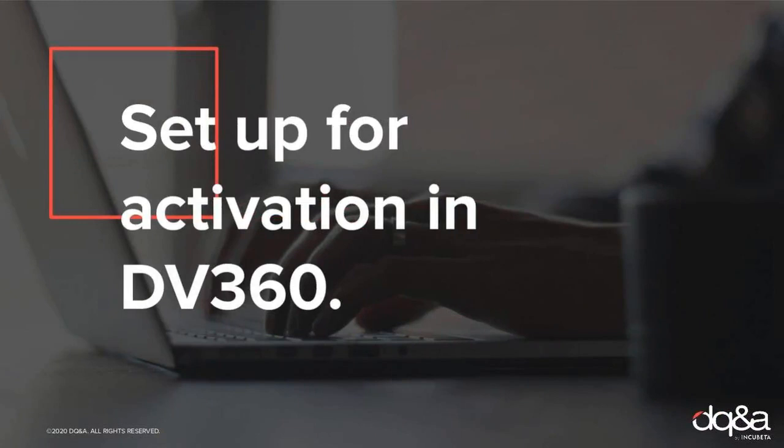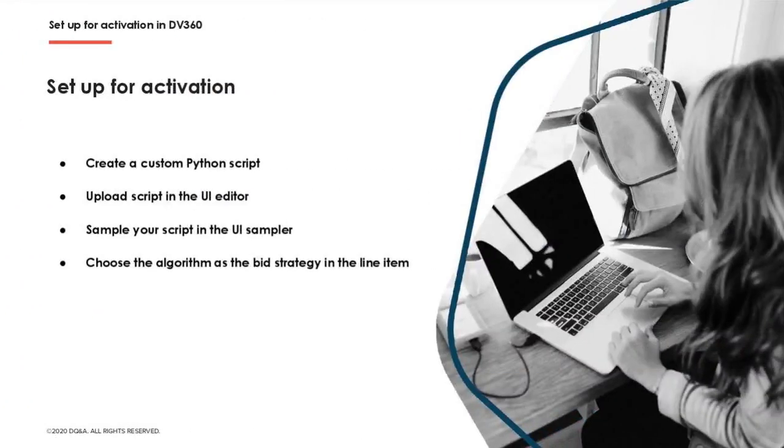So how does this work when you start diving into setup for activation in DV360? First of all, you create a custom Python script. You upload the script in the UI editor. You start sampling your script in the UI sampler, and we're going to dive into what it exactly means to sample a script. Choose the algorithm as the bid strategy in the line item as the last step, which is actually the activation.